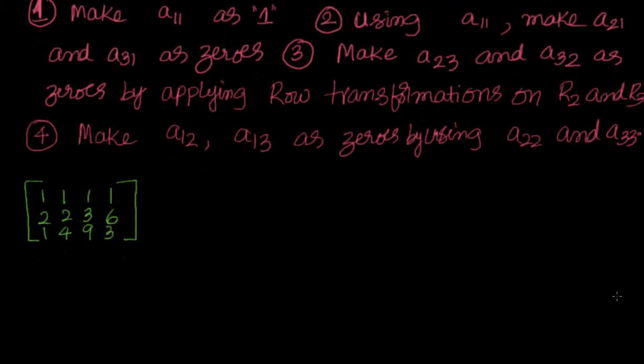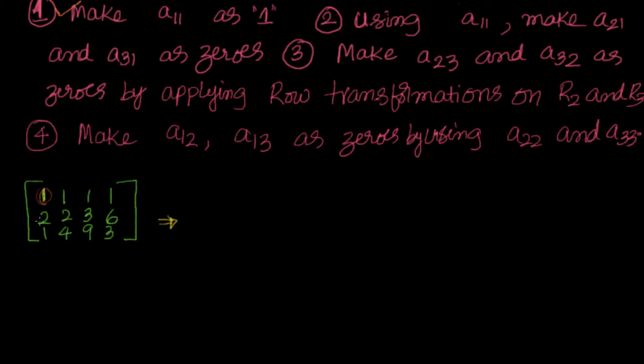Okay, let's go here now. This is our matrix, whatever is given to us. First thing I have to make sure is to make A11 as 1. It is already there, so I can just tick mark it. Okay, now what I have to do on this? I have to use A1 to make A21, A31 as zeros. Using A1, because this is 1.